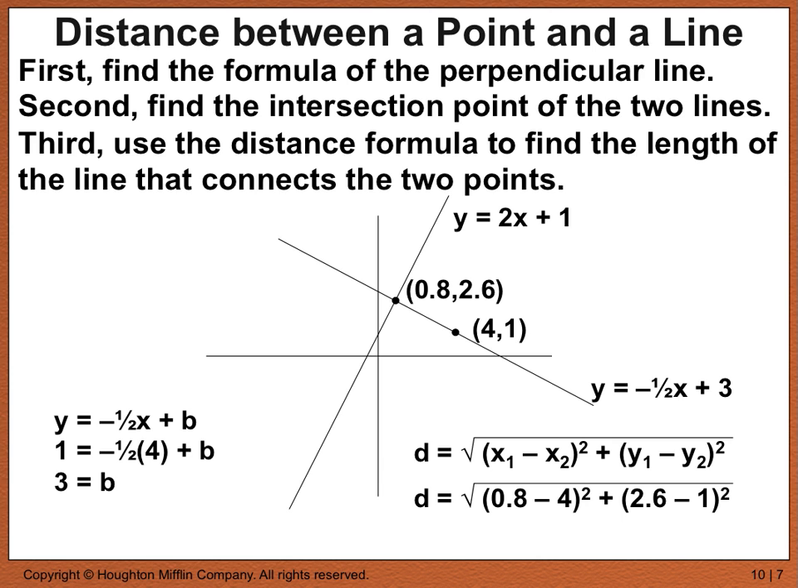So whatever you choose x1 or x2 to be, you're still finding the difference between 4 and 0.8, either 0.8 minus 4 or 4 minus 0.8. And then over here, the vertical difference, 2.6 minus 1 or 1 minus 2.6, however you did it. But you'll end up with the same answer either way, and that is 3.58. So the distance from the point (4, 1) to the line y equals 2x plus 1 is 3.58.